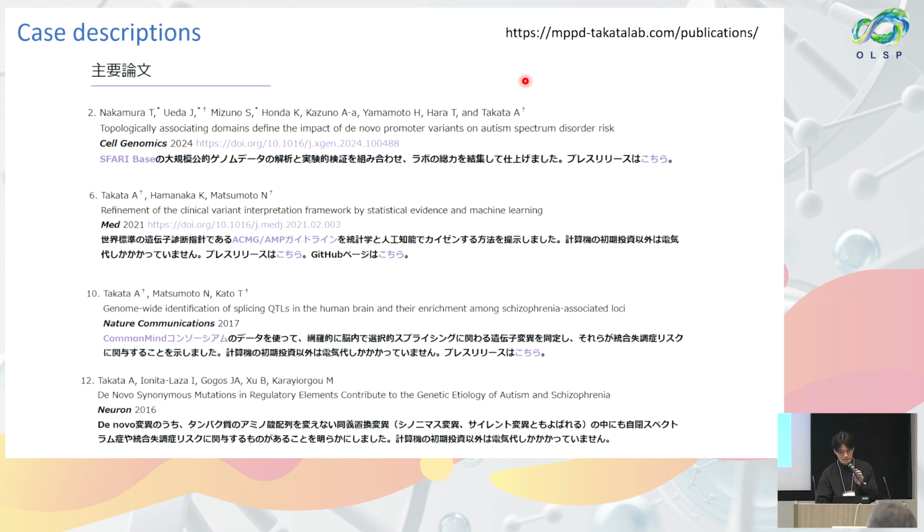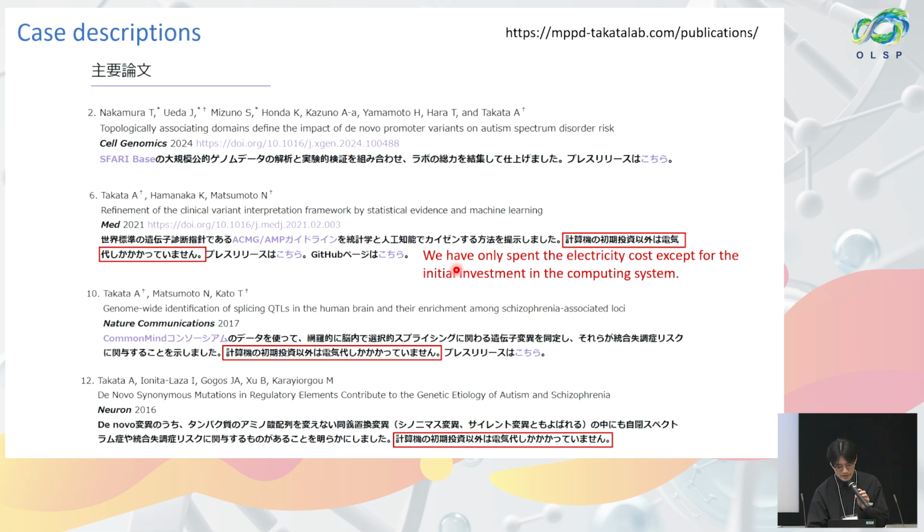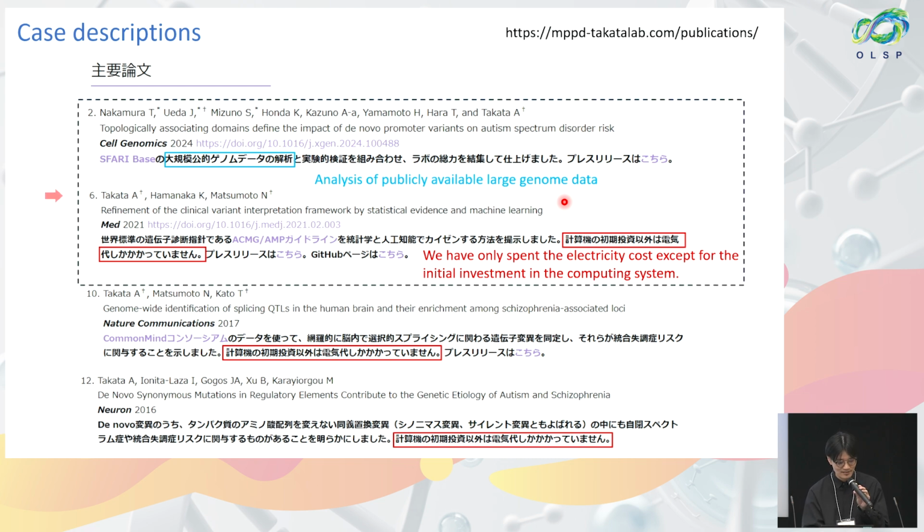When you check our homepage, there is a page for our representative papers, and you can repeatedly find this description. We have only spent the electricity cost, except for the initial investment in the computing system. And for another paper, we analyzed publicly available large genome data. So maybe we are professional in utilizing open life sciences data. Because the time is limited, I'd like to introduce these two cases. The first one is this one.